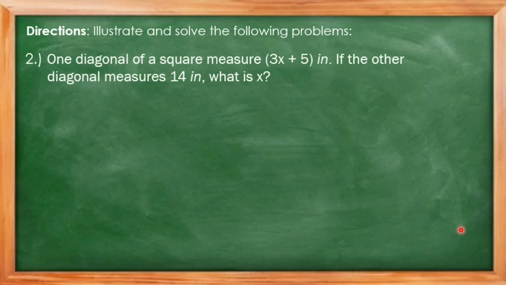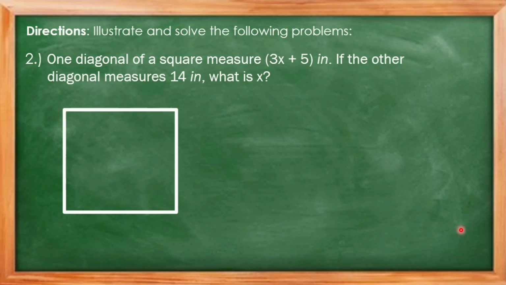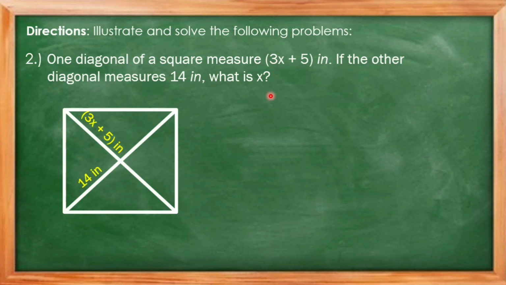Okay, problem number 2. One diagonal of a square measures 3x plus 5 inches, and if the other diagonal measures 14 inches, what is x? Okay, first, let's draw a square. At ang isang diagonal daw niya, measure ay 3x plus 5 inches. Tapos, ang isang diagonal naman ay 14 inches. So, ano ang value ng x? Okay, so sa property ng square, at kung makikita nyo dito sa ating illustration, ang diagonal ng square ay congruent. That means, diagonal 1 is congruent to diagonal 2.